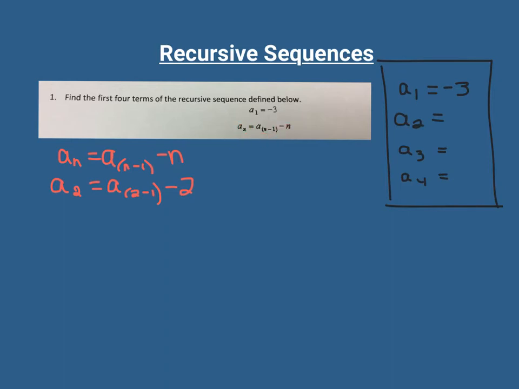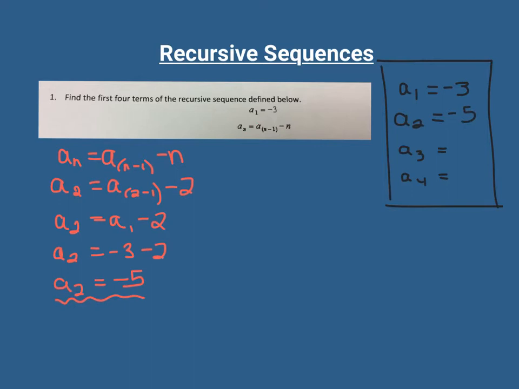Let me bring down the a sub 2. This means the value of my second term is equal to, since 2 minus 1 is just 1, a sub 1, and then I'll bring down this minus 2. They told us that a sub 1 is negative 3, so I'll replace a sub 1 with negative 3 and bring down my minus 2. Since negative 3 minus 2 is negative 5, a sub 2 is equal to negative 5. We can put that in our answer box, negative 5.